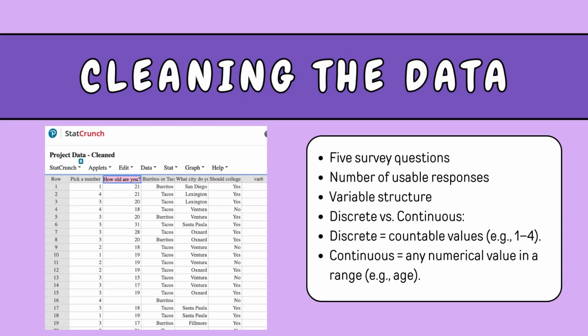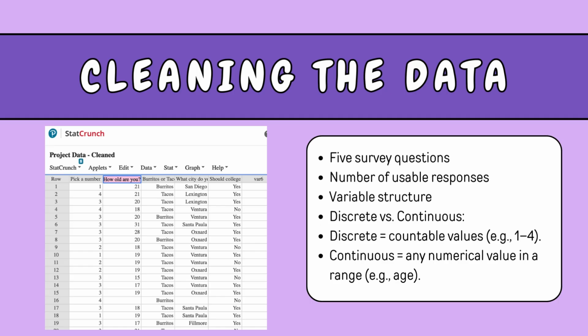Here we have the 5 different questions that I chose. I just wanted to go a little bit more into what type of data each of the questions was. Picking a number 1 through 4 was discrete quantitative data. Age was continuous quantitative. Burritos versus tacos was categorical data. City of residence, also categorical. And should college be free? This is where it's binary categorical.